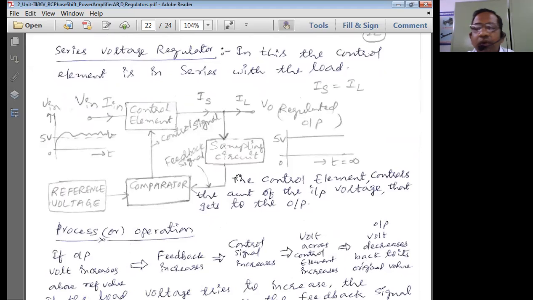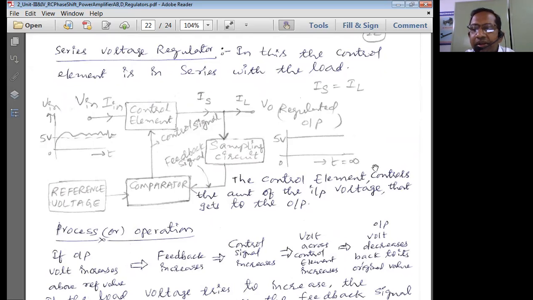And in this, we have two important regulators called the series regulator and the shunt regulator. Series means what? The control element comes in series to the load. Now at the output of this, you normally connect a load resistance. If the control element is in series to the load current, then we simply call it a series voltage regulator circuit.